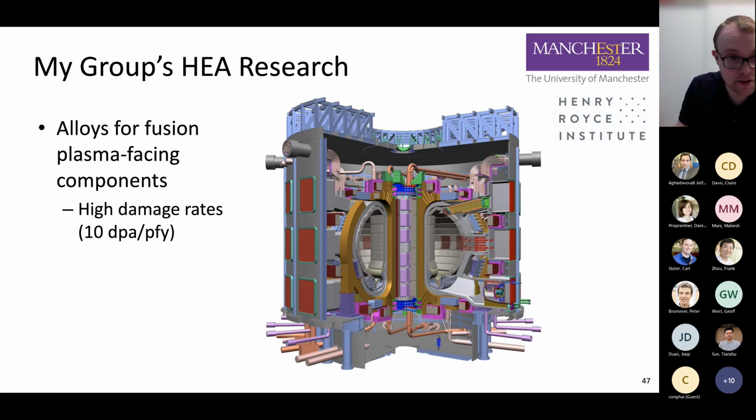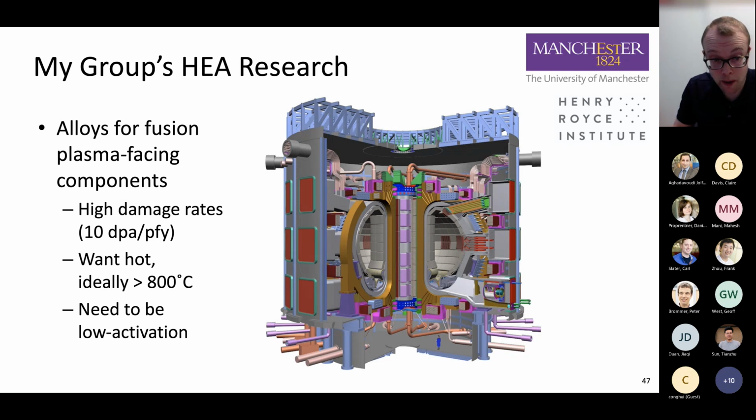These components are going to see really high damage rates. This is 10 displacements per atom per full power year. So over the course of a year, every atom will get displaced from its site 10 times. That seems like a ridiculous amount of damage. And at the same time as we're bombarding them, we want to run them hot, ideally at 800 degrees C, and they need to have low activation elements. So we can't use nickel superalloys because we don't want to use nickel.